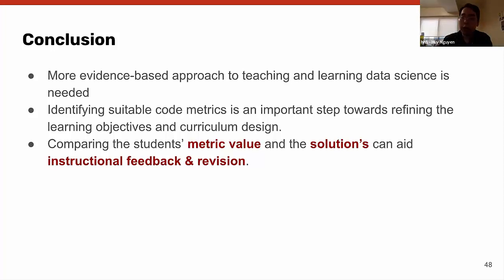We also show that comparing the metric values of the student code and the reference code can reveal which tasks are easier or harder than expected, which further aids instructional revision. So these results in turn lay the foundation for follow-up work on implementing data-driven and timely interventions, which would ultimately contribute to a scalable workflow for personalized student support in data science education.